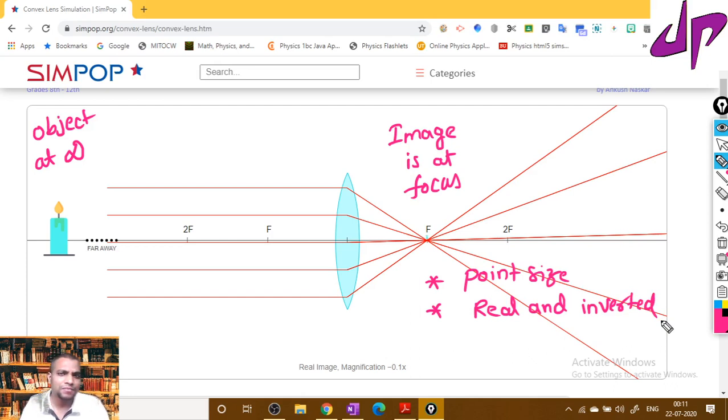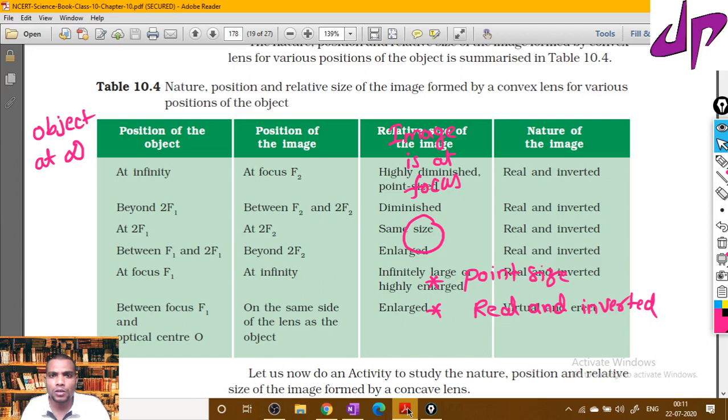The convex lens always forms an inverted image, and for the next two positions we can understand this clearly. And where is the position? The position is at focus, so this is the focus of the convex lens on the other side. And what is the size of the image? It's a point size, a very small point. And the image is real and inverted. And one more point I need to talk about here: nature, type.